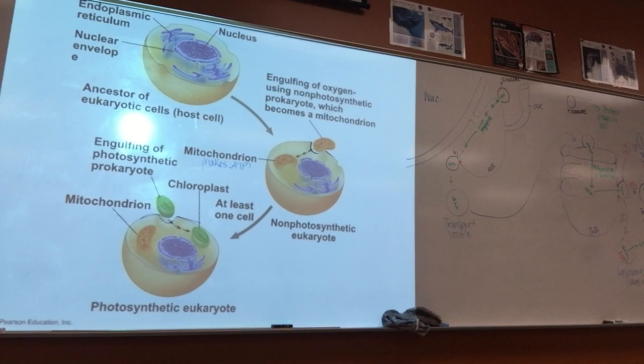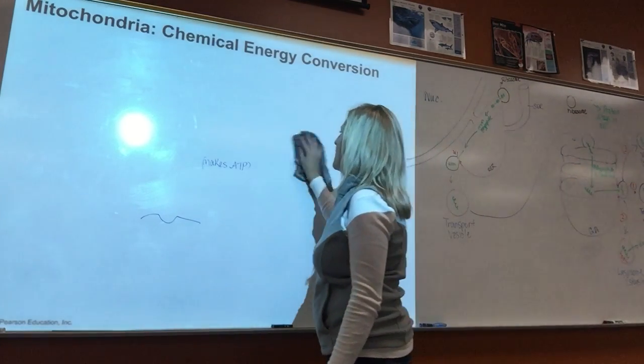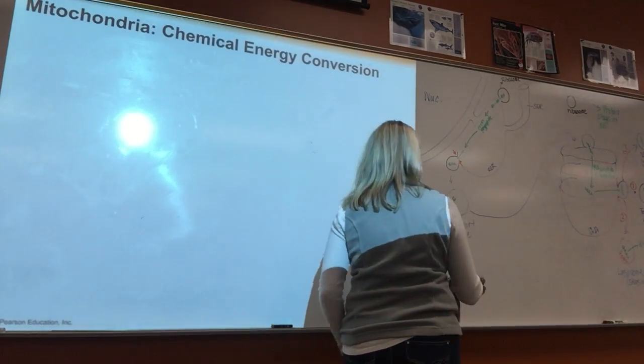And so that's her theory, that they were once free-living organisms, and that theory is based upon the fact that the mitochondria and chloroplasts are like prokaryotic cells. All right? So let's look at then more directly about the mitochondria and the chloroplasts.